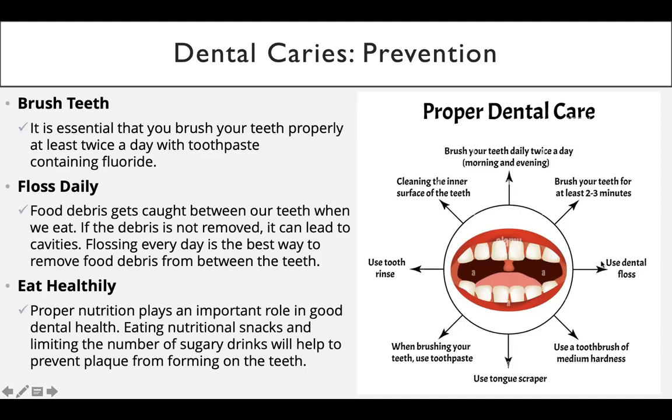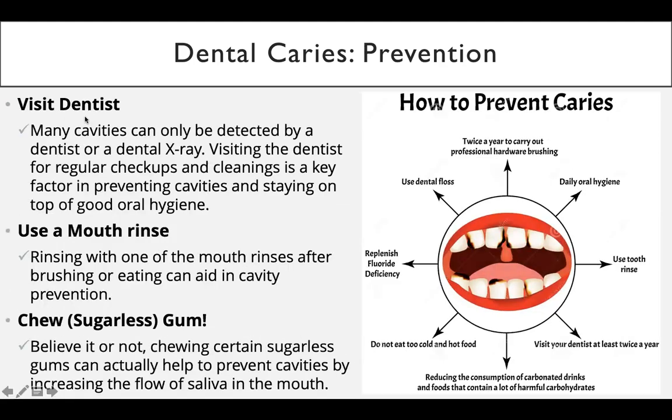fluoride absorption can occur. Use dental floss. Use a toothbrush of medium hardness, not too hard, not too soft. Use a tongue scraper. When brushing your teeth, use toothpaste. Use tooth rinse or mouth rinse, and cleaning the inner surface of teeth is required. So all of us should know how to clean our teeth properly. What is the proper way of brushing our teeth, because we may have to teach some of our patients during oral hygiene instructions.